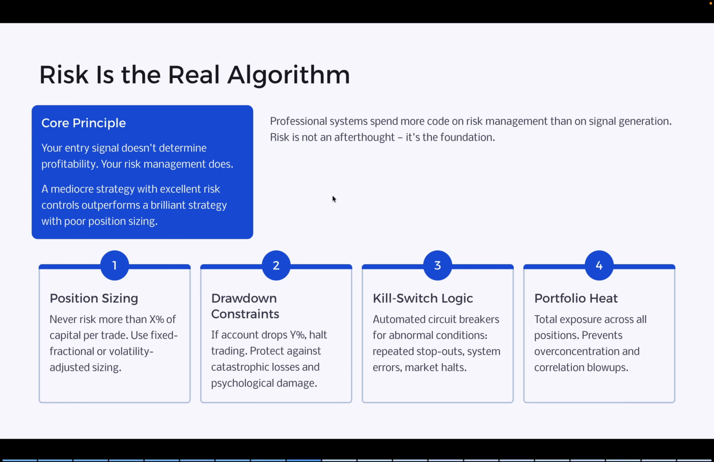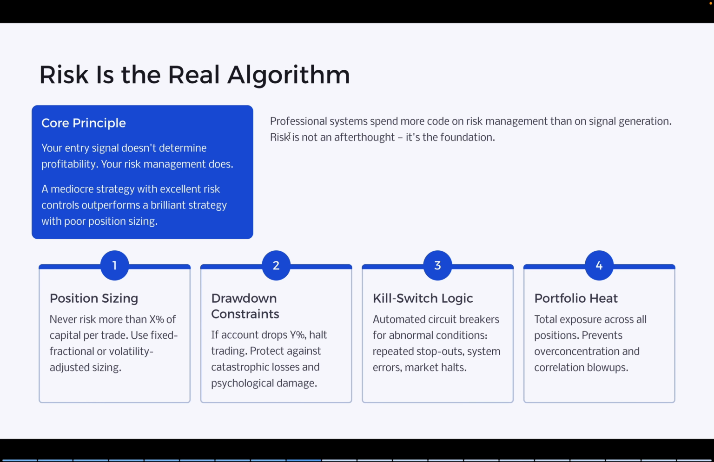Risk is the real algorithm. The core principle is your entry signal doesn't determine profitability. Your risk management does, right? And by risk management, I don't mean just the normal basics, like have a risk here, have the reward here, RR and win rate. Those concepts are important, but in algo trading, we usually use advanced risk management systems. A mediocre strategy with excellent risk controls outperforms a brilliant strategy with poor position sizing. Extremely important. Professional systems spend more code on risk management than on signal generation.